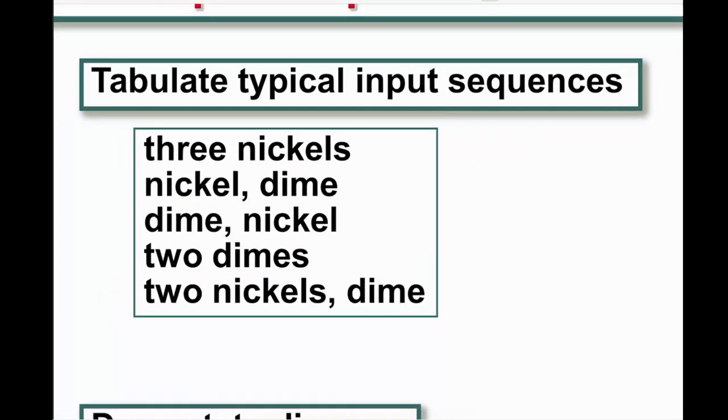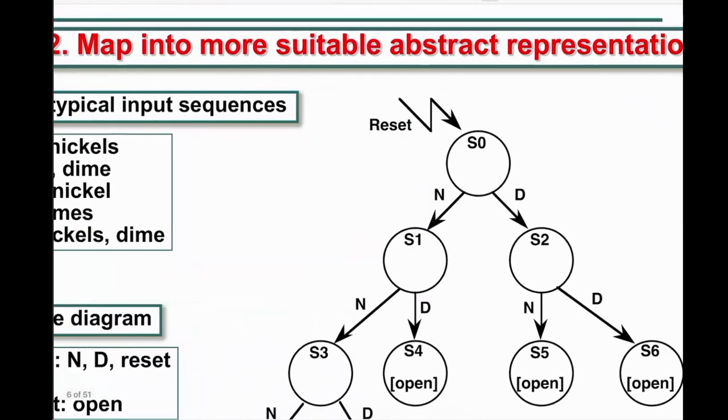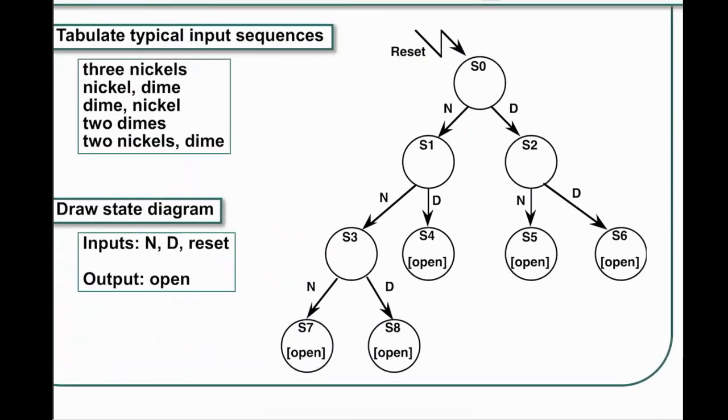So once you tabulate this, you can start working on the state diagram, which is shown on the left. So what do we have here? We have a reset input that initializes things and puts the vending machine in state 0, S0. Then from state 0, in fact, from every state in the FSM, there are going to be 2 possibilities. The user may enter a nickel, or the user may enter a dime.